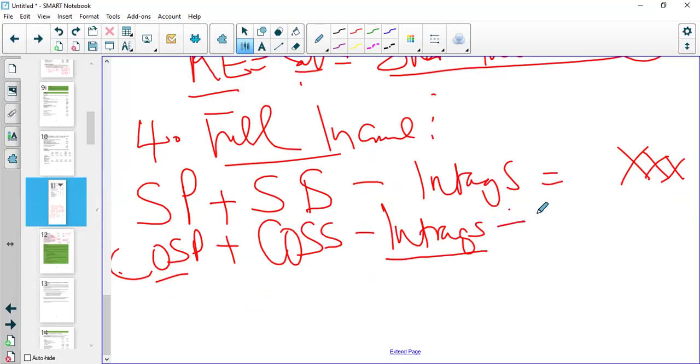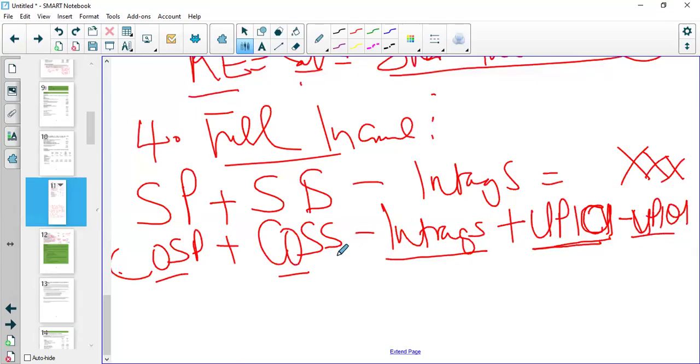Then we add unrealized profit in closing inventory. It has to be added to cost of sales. If you add that to cost of sales, then you have increased the expense and lowered the profit. So you are reducing the profit by the unrealized profit in closing inventory because this is not yet realized. But the one we had at the beginning, the unrealized profit in opening inventory, now you need to subtract that from cost of sales.